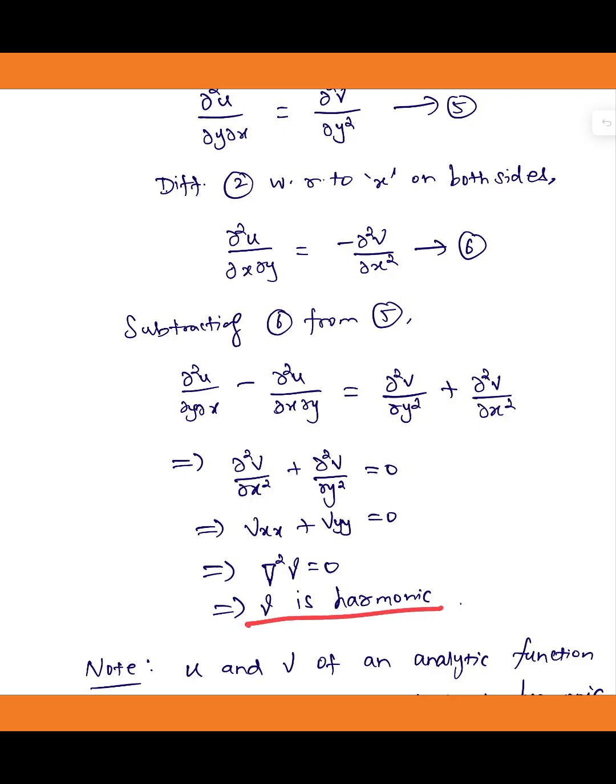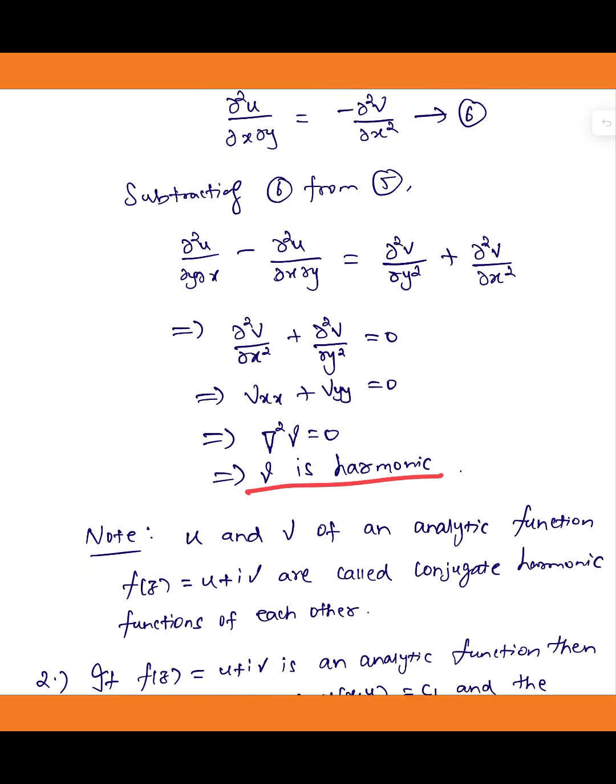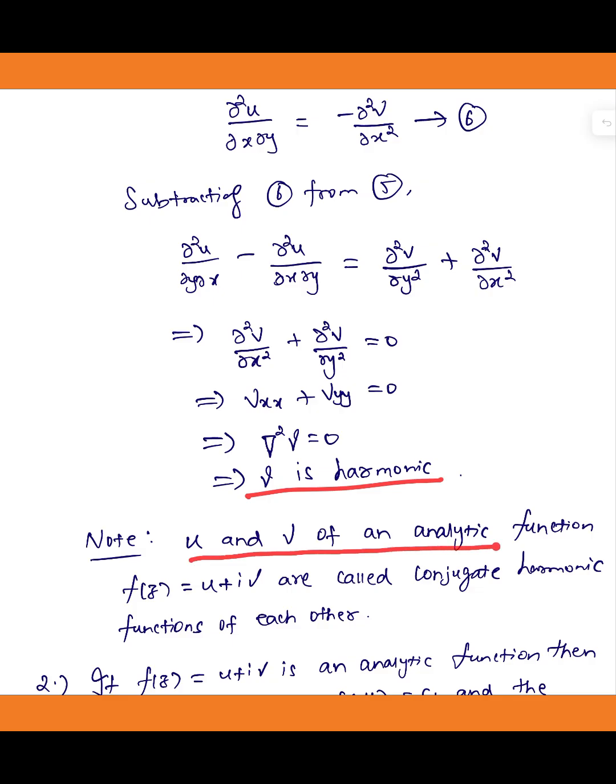So v is harmonic. And there is a note: u and v of an analytic function f(z) = u + iv are called conjugate harmonic functions of each other. That means u and v are said to be conjugate to each other with respect to the harmonic functions if f(z) is analytic.